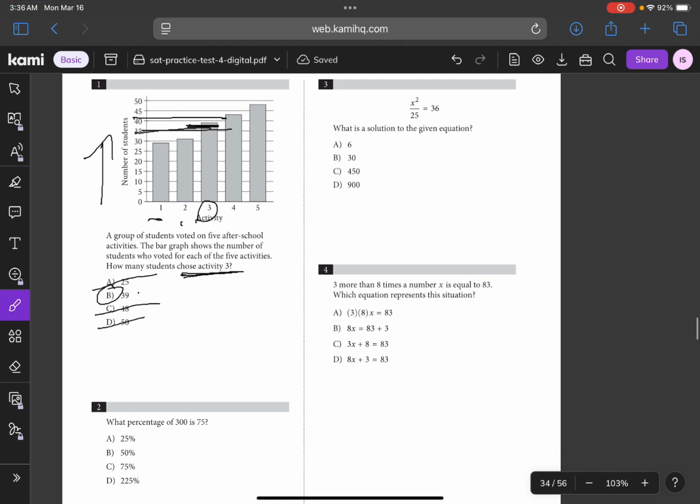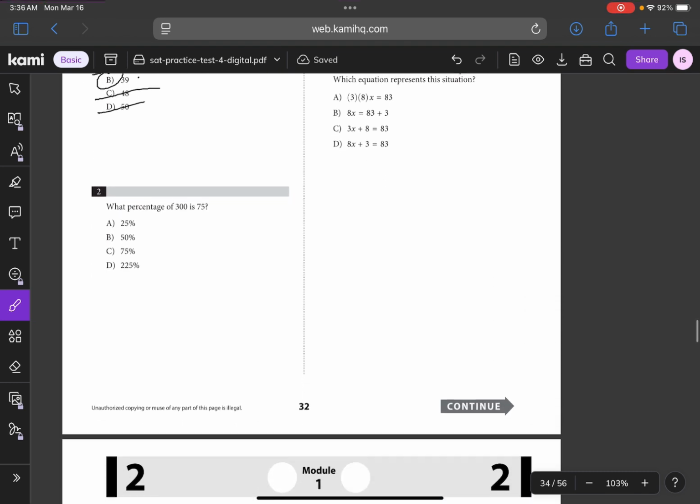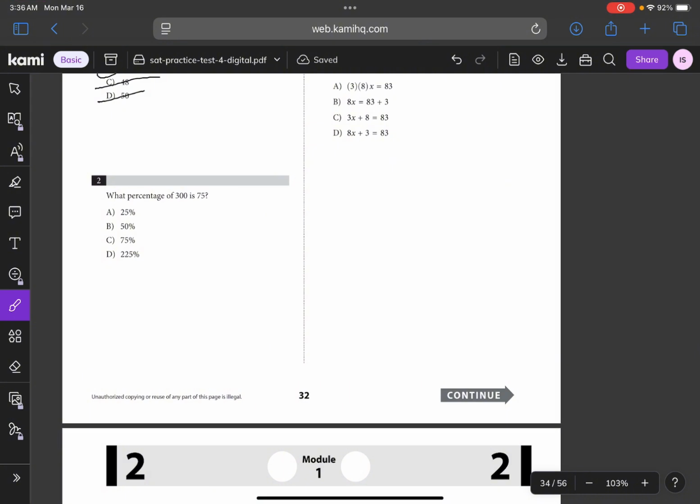Now, question number 2. What percentage of 300 is 75? So we need to know what percentage of 300 is 75. So the way you solve this is you take 75 and then you divide it by 300, and you do long division.